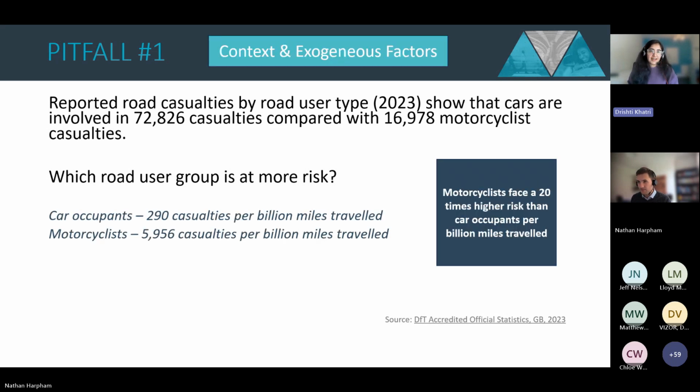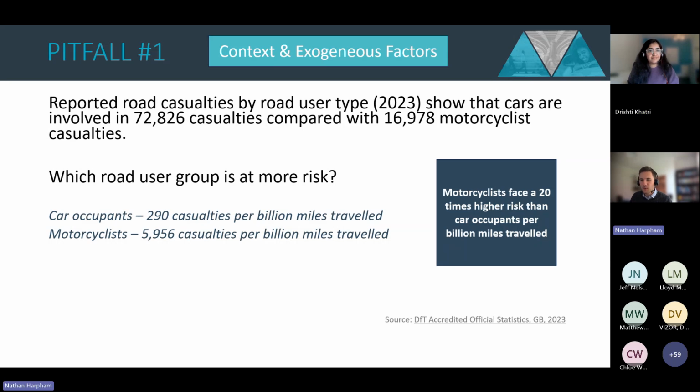So as you'll rightly guess, we need some more context and the exogenous factors. And actually, when we account for exposure, in terms of per billion miles traveled, motorcyclists are at significantly higher risk, 20 times higher risk than car occupants per billion miles travelled. So it's really important to account for the context and exogenous factors in our analysis.